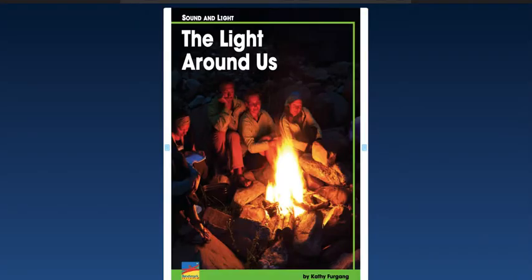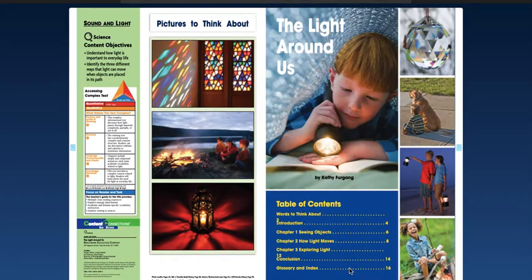So, let's get started. Sound and Light, The Light Around Us by Kathy Burgang. So it says here, pictures to think about. Take a look at those. I want you to understand how light is important to everyday life. I want you to identify the 3 different ways that light can move when objects are placed in its path. The light around us and the table of contents are here in this blue box. The table of contents holds the chapters and what page the chapters start on.